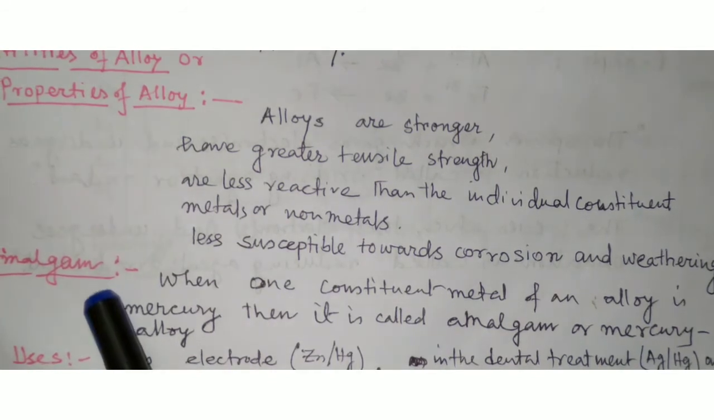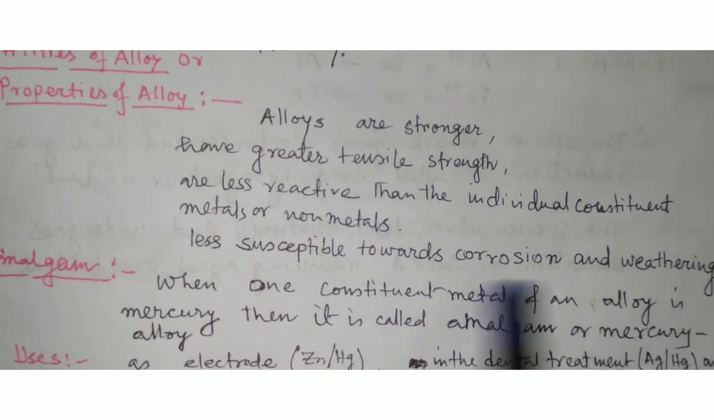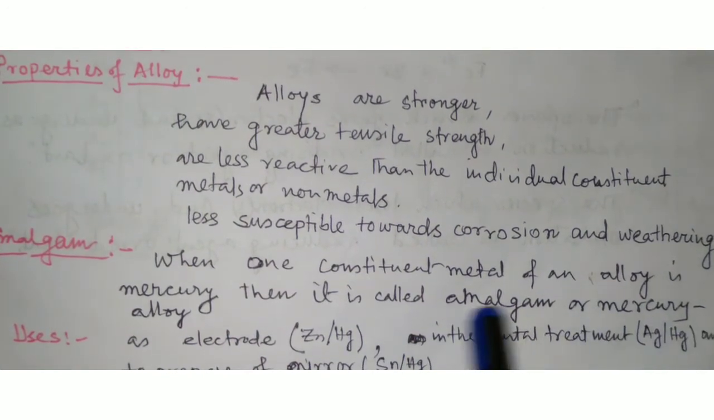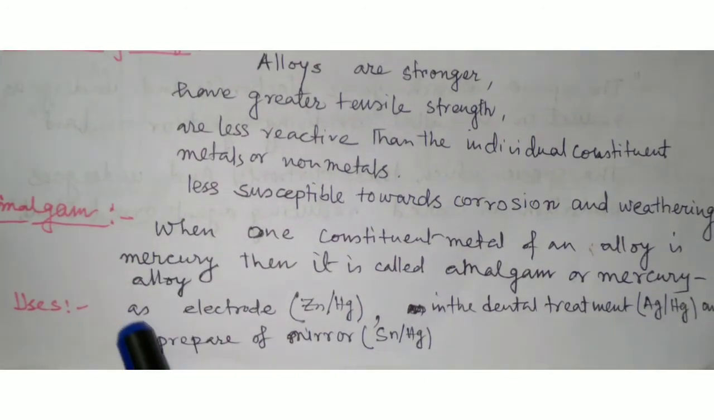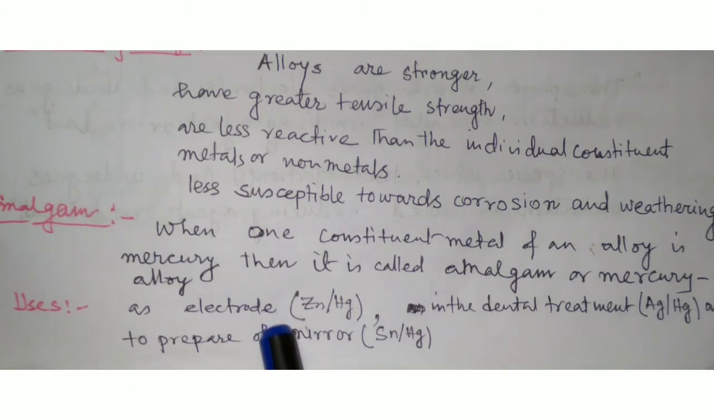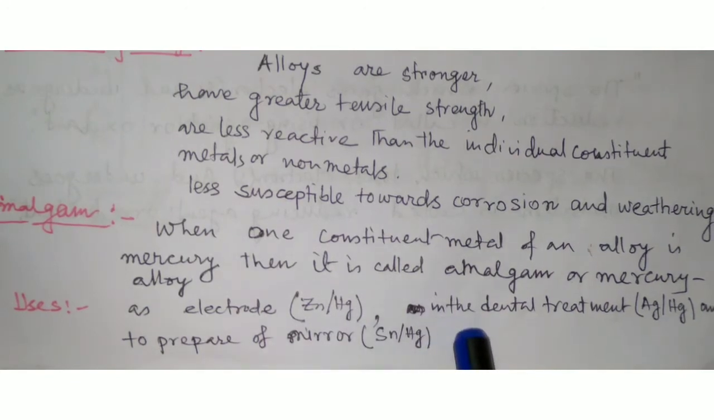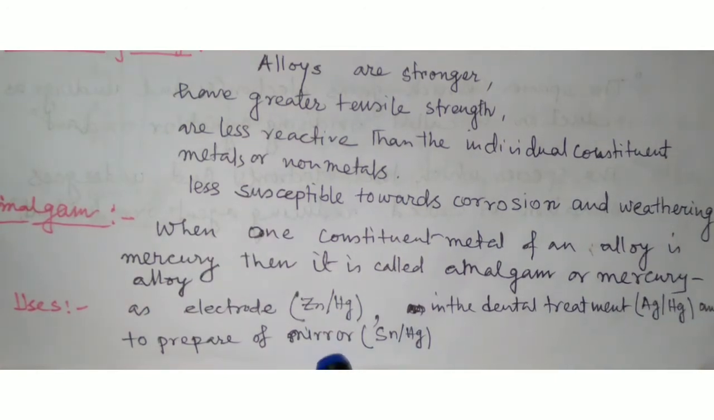Now, what is amalgam? When one constituent metal of an alloy is mercury, it is called amalgam or mercury alloy. What are the uses of amalgam? As an electrode, and the example is zinc mercury alloy. In dental treatment, silver mercury alloy, and to prepare mirrors, tin mercury alloy.